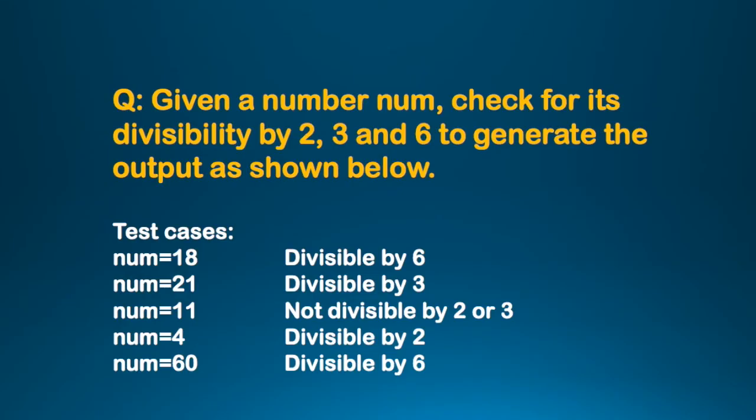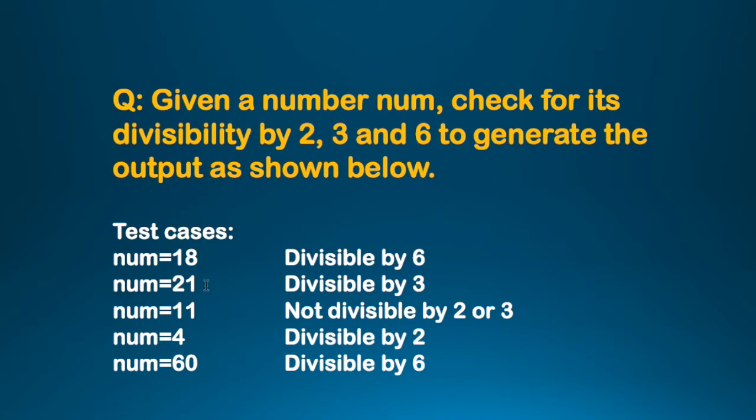Let's look at the next problem. Given a number num, check for its divisibility by 2, 3 and 6 to generate the output as shown below. So when num is 18, what should be printed on the console? Divisible by 6. So 18 is divisible by 6, yes. So we have printed divisible by 6.